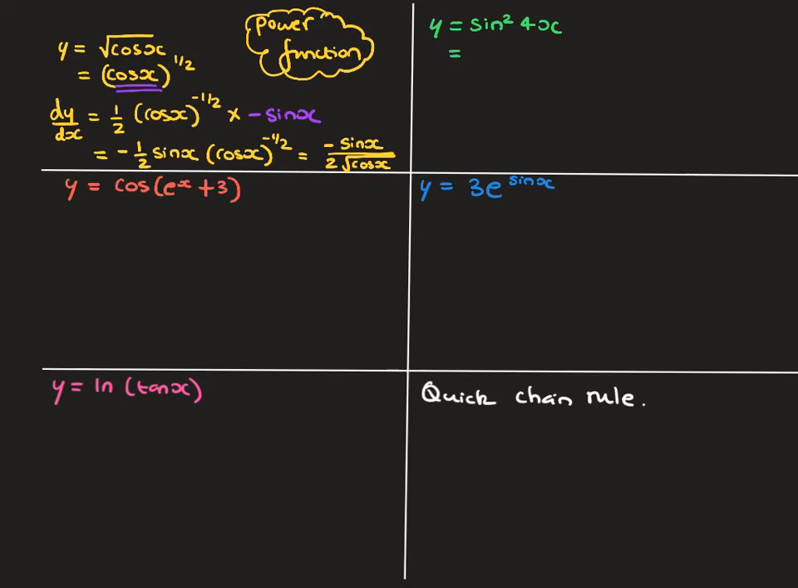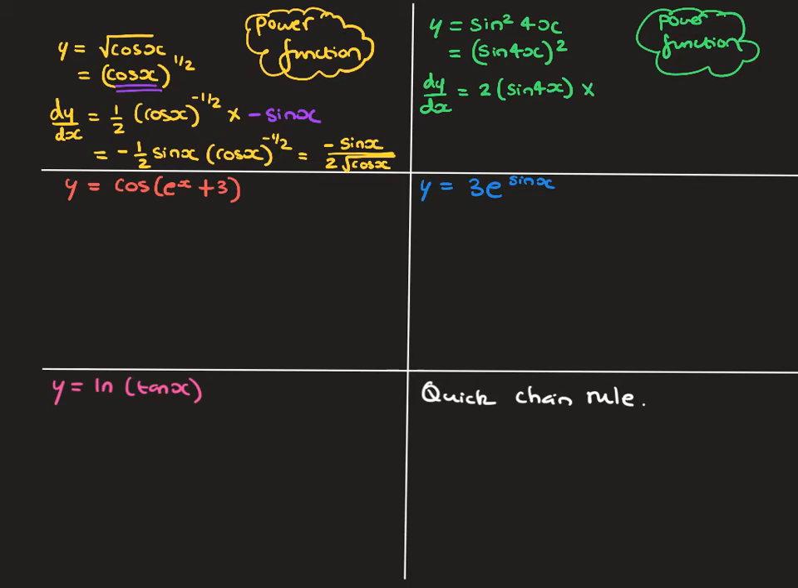Now again, there's a trig function, but there's also a power here. What's happening? Let's break it down. We've got sine 4x and it's being squared. So this is in fact a composite function where the outer function is actually a power. So dy by dx, multiply by the power of 2, reduce that power by 1, so it drops down to 1, and then multiply by the derivative of the inner function.